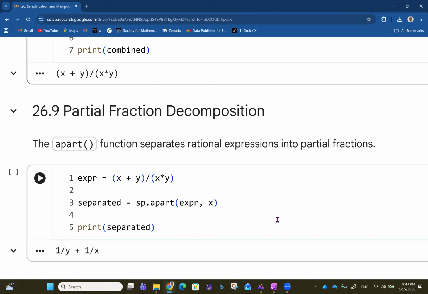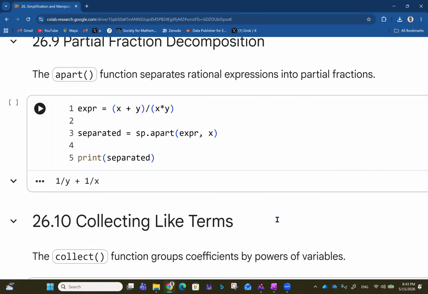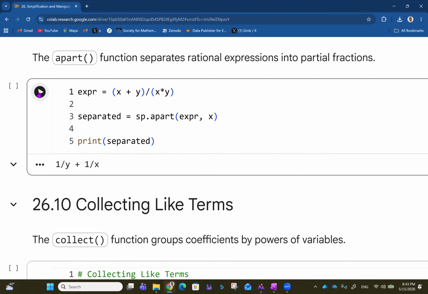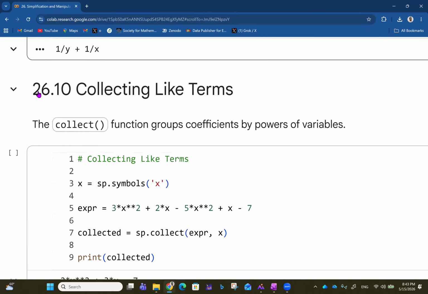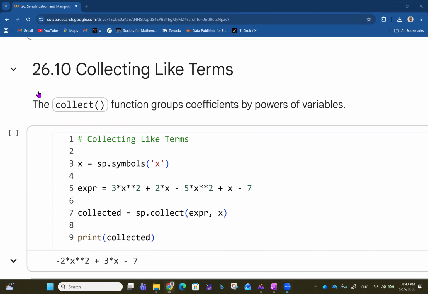And then we move on to, okay, I didn't run this. Yeah, that's it. So collecting like terms, we saw collecting like terms in the last video. The collect function groups coefficients by powers of variables.